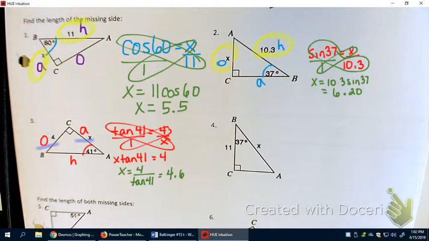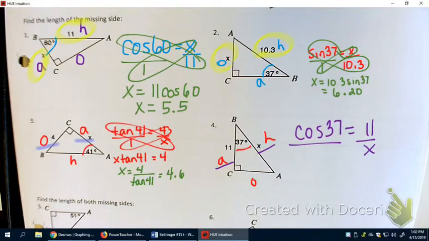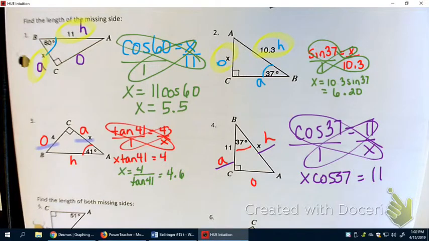Alright, if I label the sides, here's my angle, there's the O, A's beside of it, and H is across from the 90. So it looks like the ones I need are A and H because they have something on that side. Okay, so A and H is cosine. So cosine of 37, remember always write the angle beside of the sine, cosine, or tangent, is A over H. So what is it over there? 11 over X. Okay, then we cross multiply. Alright, X is with cosine of 37, so that's my first step. And then 1 times 11, so we have 11.